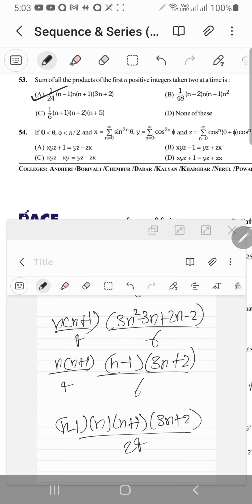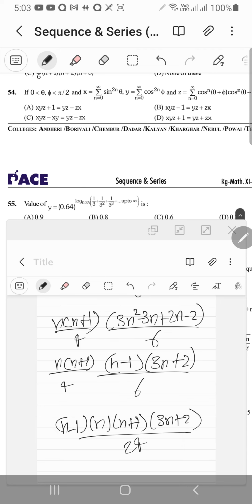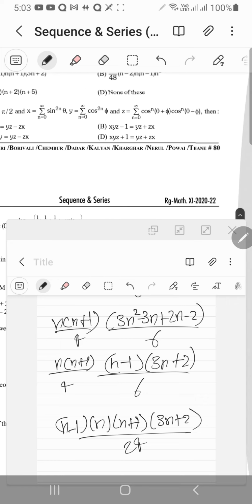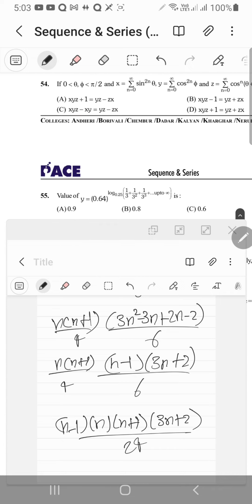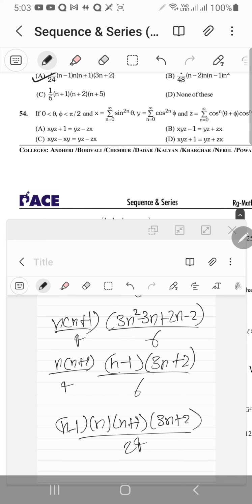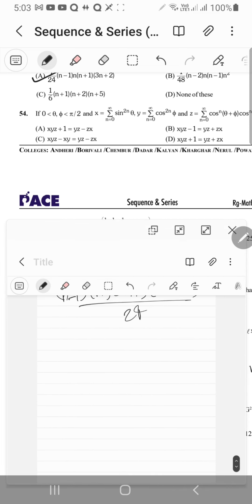Oh, it's this thing. If 0 is less than theta, phi is less than pi by 2, and x equal to this sum. Okay, now I'm getting tired of all of this. Just keep going, just 4 questions. Okay, if 0 is less than theta, phi is less than pi by 2, and x is summation from n equal to 0 to infinity of sine to the power 2n theta. Right, so theta is just some positive number. Oh, theta comma phi, it's this thing. You should have said it like that.